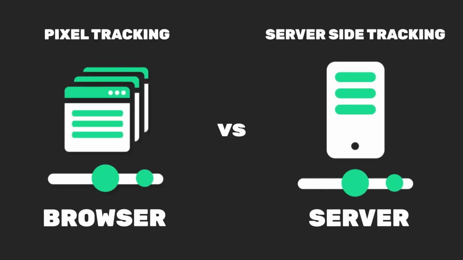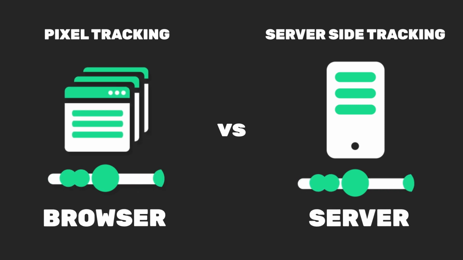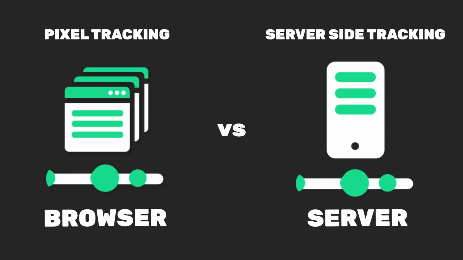Server-side tracking acts similar to pixel tracking. It sends information from the advertising platform to the server, indicating when someone converts on an ad. The main difference between pixel-based tracking and server-side tracking is that server-side tracking bypasses the browser. This circumvents ad blockers, which allows for improved conversion tracking and data accuracy.